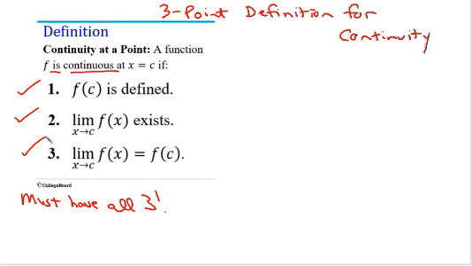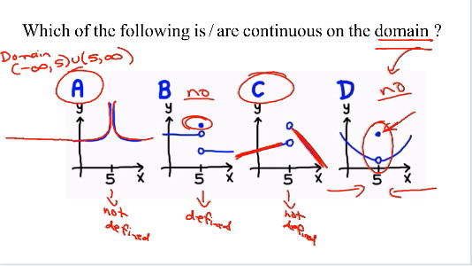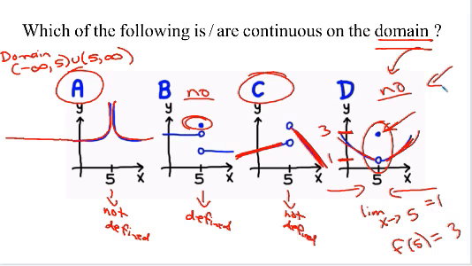Does the limit as x approaches C equal f of C? Let's look at our picture again. The limit of this function would be whatever this y value is over here. Let's say it's 1. And let's say that this up here is 3. Well, the limit as x approaches 5 is 1, but f of 5 is 3. So that's why letter D is not continuous. It fails at the third point.